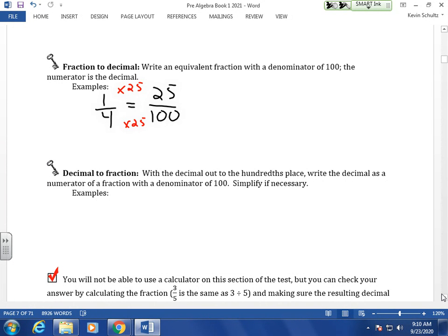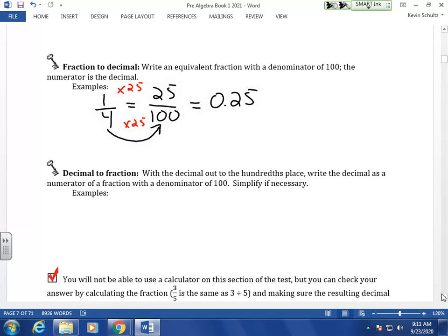Right? Our key here was getting from 4 to 100. We did that by multiplying by 25, so we do the same thing to the numerator. We get 25 over 100, or another way to say that, 25 hundredths. What was the decimal that we said 1/4 is equivalent to? 0.25 or 25 hundredths. That's why we want that 100 there, right? Because you read that fraction, 25 hundredths, exactly how you read the decimal, 25 hundredths. Okay?